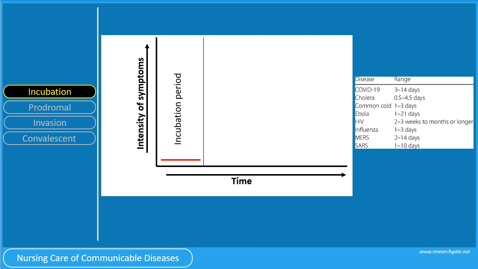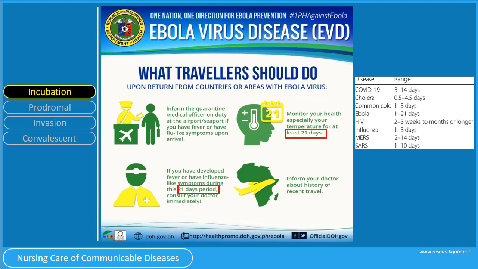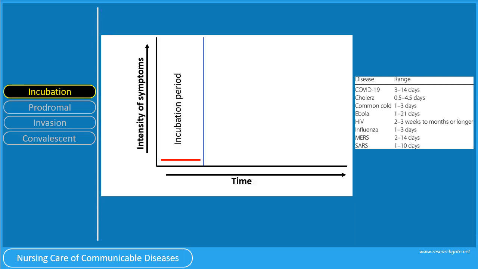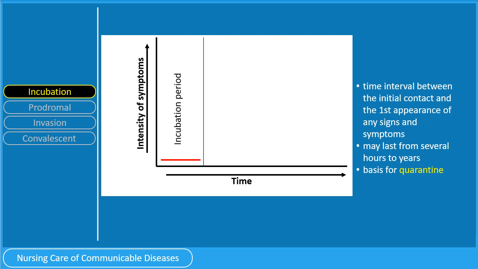For instance, you can see in this slide that Ebola has an incubation period of 1 to 21 days. That means that when someone is exposed to Ebola, it may take 1 to 21 days before symptoms start to appear. Some diseases could have shorter incubation periods such as cholera or longer incubation periods such as HIV. Take note, the incubation period is important because it is the basis for quarantine.